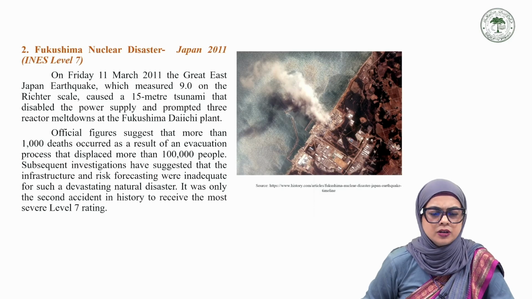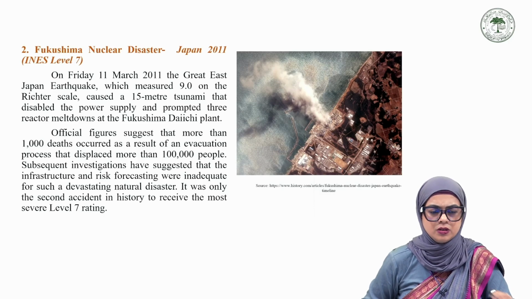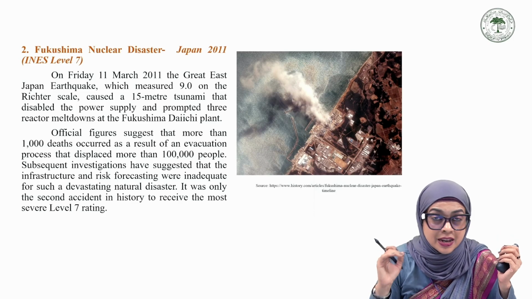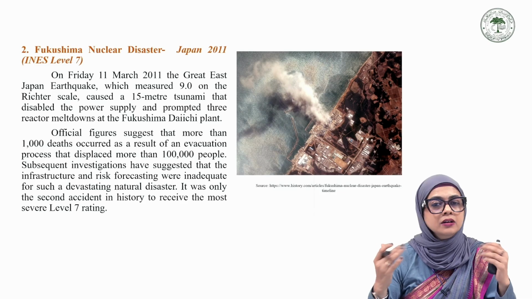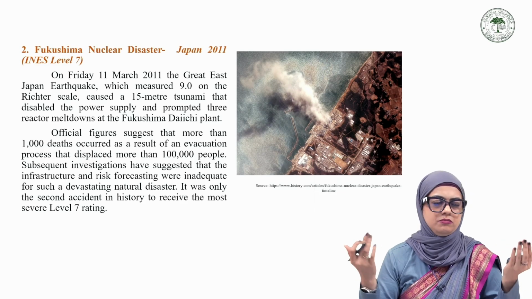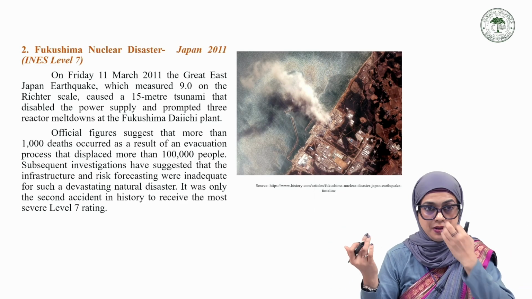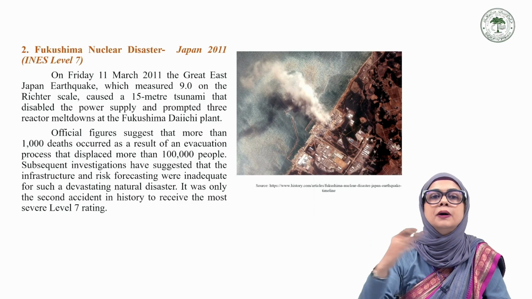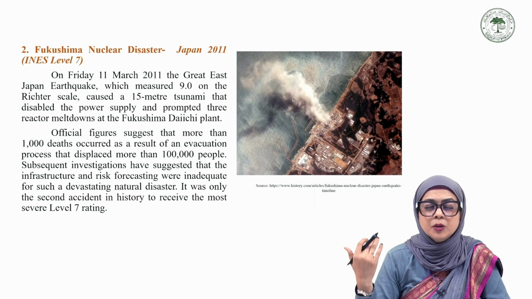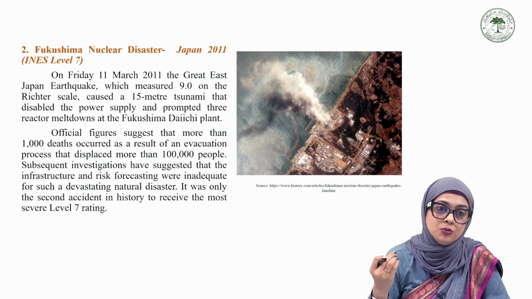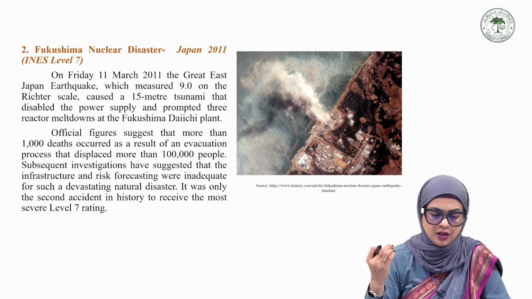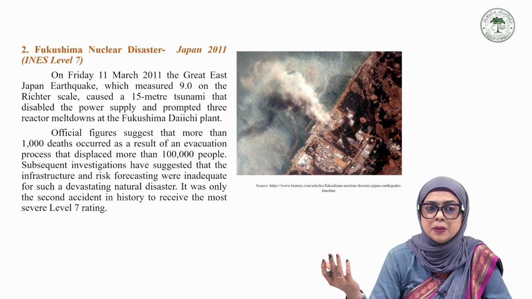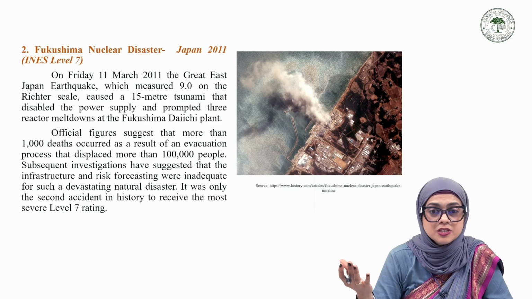So this was a level 7 nuclear disaster. Then the Fukushima nuclear disaster, another one, happened in Japan in 2011. This was also level 7. And here the result was that an earthquake and a tsunami took place. That tsunami, a 15-meter tsunami, disabled the power supply and prompted 3 reactors to melt down in the Fukushima Daiichi plant. And of course, there were 1,000 deaths, and around 1 lakh people were displaced because of that.